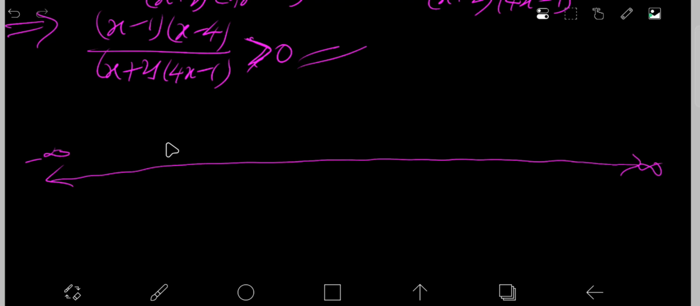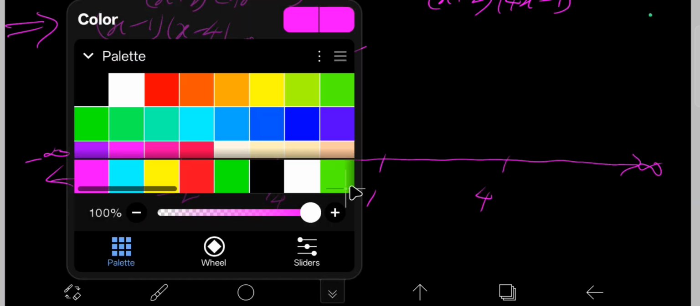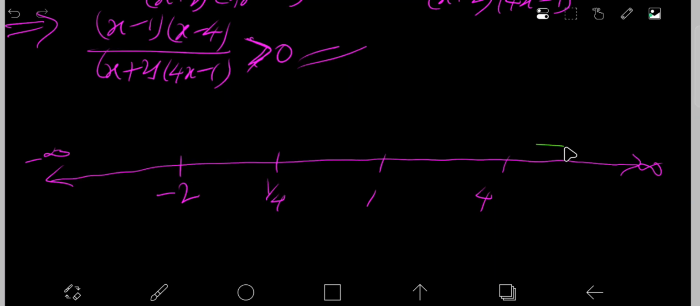Plus infinity and minus infinity. Now from here we get which root is lesser. 1 by 4 is smallest. Now minus 2 from here we give, so minus 2, and we get 1 by 4 and 1, and this side gives 4. Now I put in the rightmost a plus sign. Here is a plus. This one has an odd exponent, so minus. Here is plus, here is minus, and here is plus.